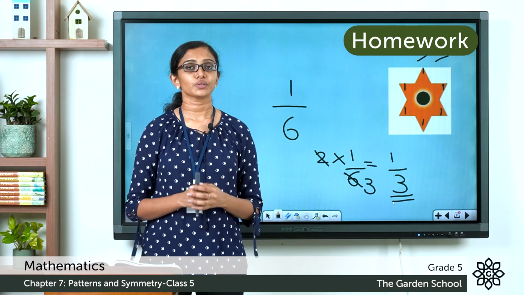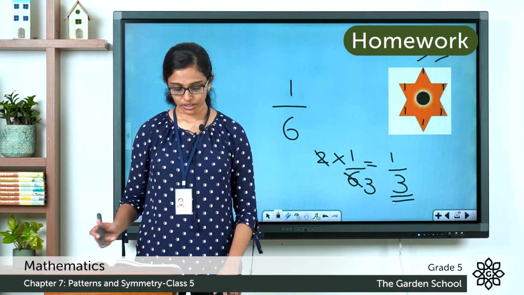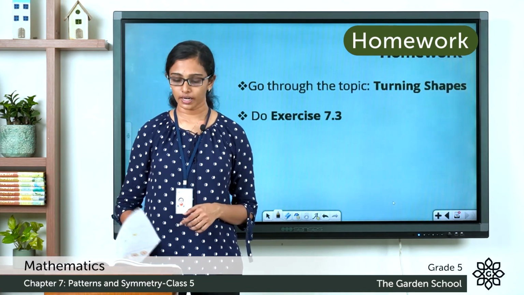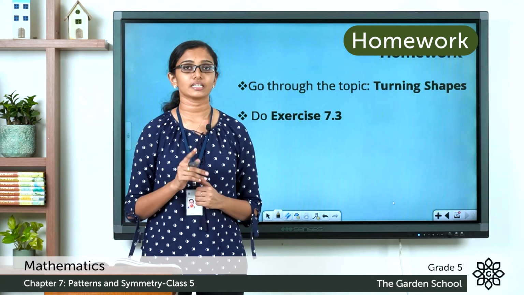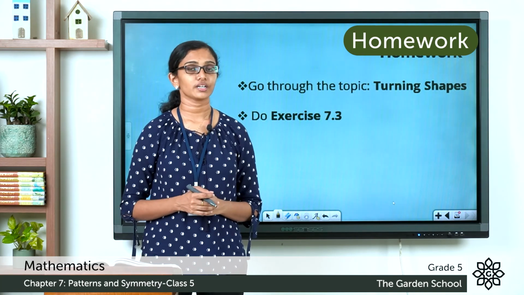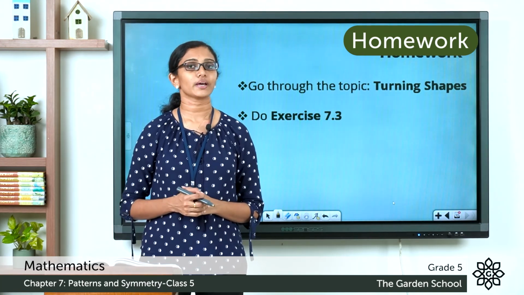Now, you have to go through the topic turning shapes, which is on page number 121 and 122 of your textbook. Then you have to move on to exercise 7.3, which is on page 122. You have to work out the 4 questions given there.